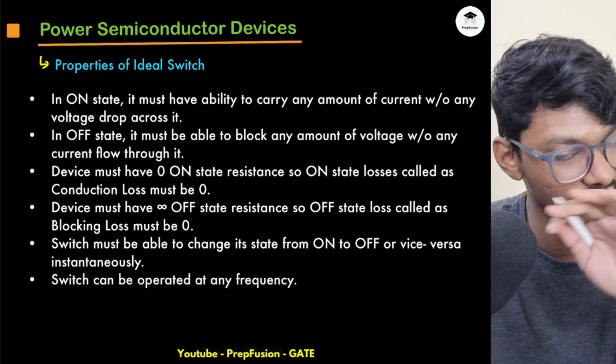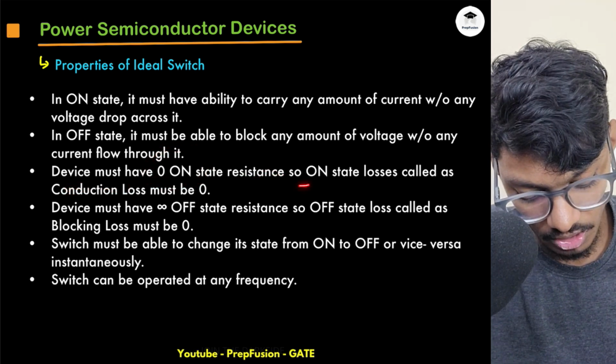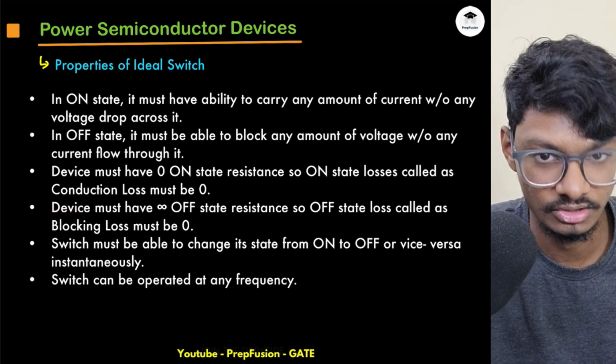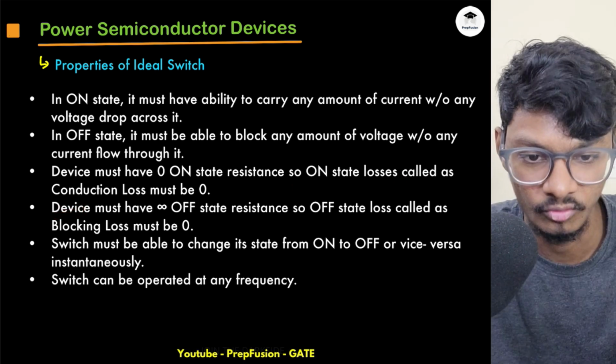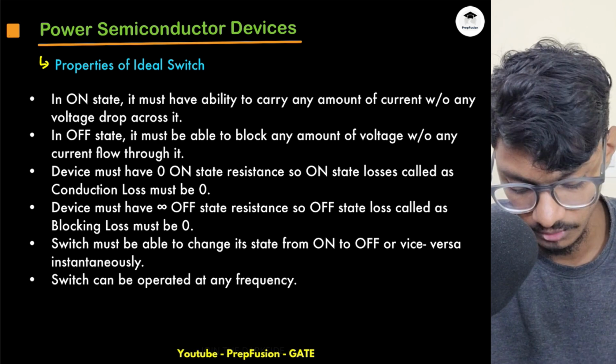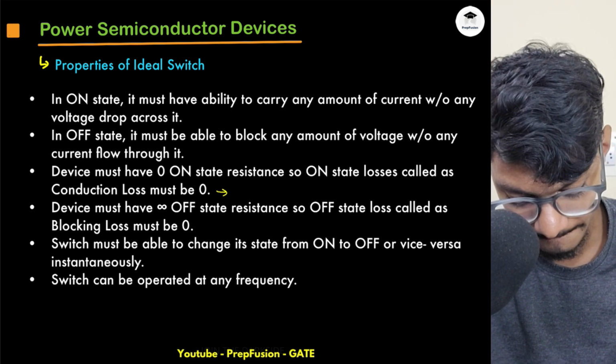Now, device must have 0 on resistance. So during it is on, right? It is simply short circuit. There is no resistance. So on state loss, called conduction loss, will be 0. As 0 on state resistance, we have already proved it. So P_SW is 0. So this means basically short circuit.